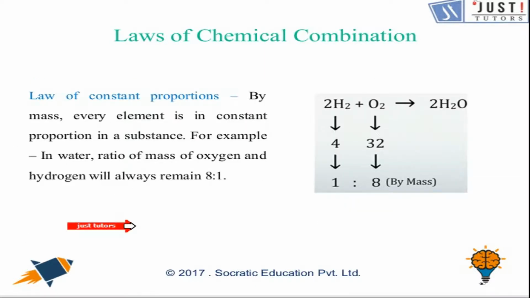Proceeding further, this slide talks about law of constant proportion. You can notice that there are two molecules of hydrogen and 32, or you can say two molecules of oxygen. It has 4 elements and it has 32, and when you simplify their ratio it will become 1:8. So in water, the ratio of mass of oxygen and hydrogen will remain as 8:1. And here we are saying hydrogen to oxygen, that's why we wrote the ratio as 1:8.